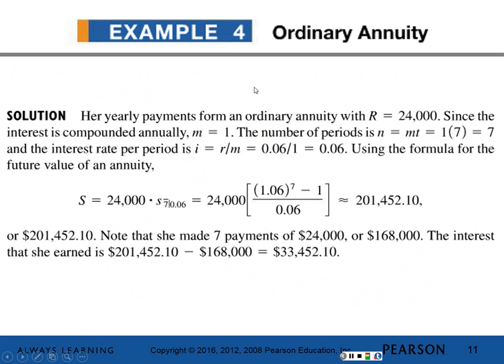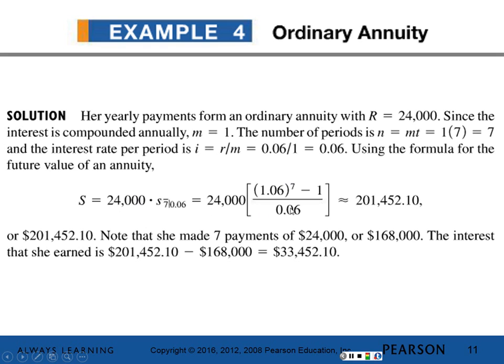So her yearly payments are an ordinary annuity where R is $24,000 and the interest is compounded annually. M is only going to be 1. The number of times per year is 1. The number of periods is 7 years, once a year, so N is going to be 7. And the interest rate is 0.06 divided by 1, which remains 0.06. So we use the formula for the future value. And that's just notation. This is actually the way you plug into the formula.